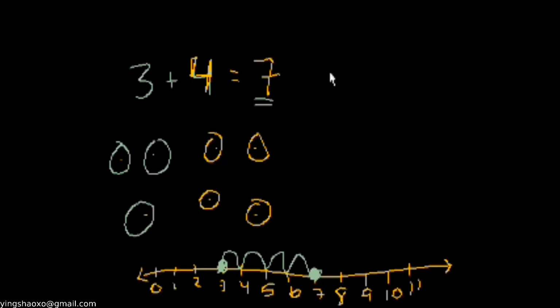We could do a couple of different ones. What if I asked you what 8 plus 1 is? You might already know it. Plus 1 is just the number line. You start at 8 and you add 1. 8 plus 1 is equal to 9.